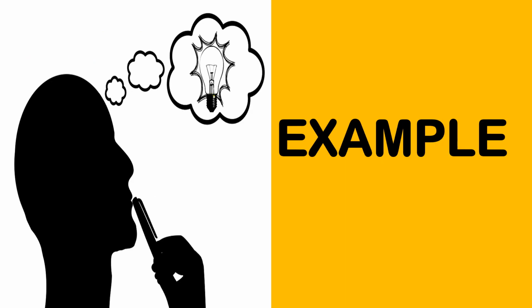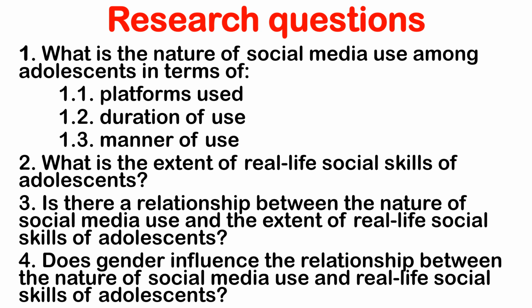Now, let's apply all this to an example. Of course, you will have to know the research questions. First, what is the nature of social media use among adolescents in terms of platforms use, duration of use, and manner of use? Second, what is the extent of real-life social skills of adolescents? Third, is there a relationship between the nature of social media use and the extent of real-life social skills of adolescents? And fourth, does gender influence the relationship between the nature of social media use and real-life social skills of adolescents?